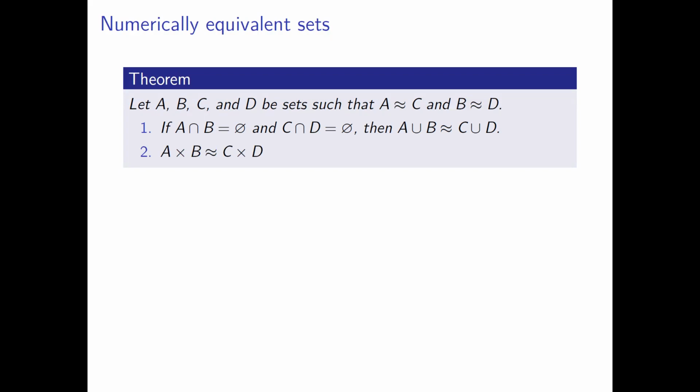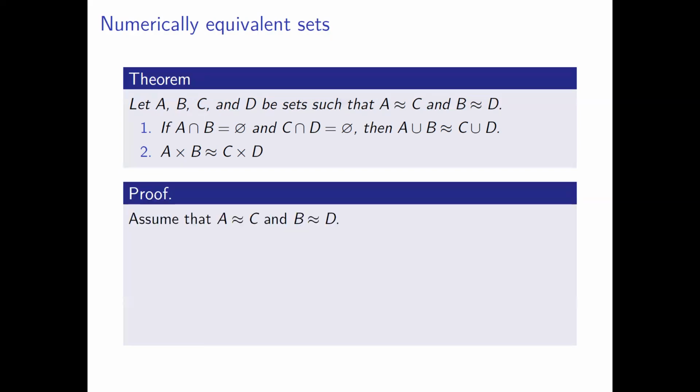The Cartesian product of A and B is numerically equivalent to the Cartesian product of C and D. Note that for statement 2, we do not assume any additional special condition for the sets A, B, C, and D. Before we prove statements 1 and 2, observe that if A is numerically equivalent to B and C is numerically equivalent to D, then there exist bijections F from A to B and G from C to D.